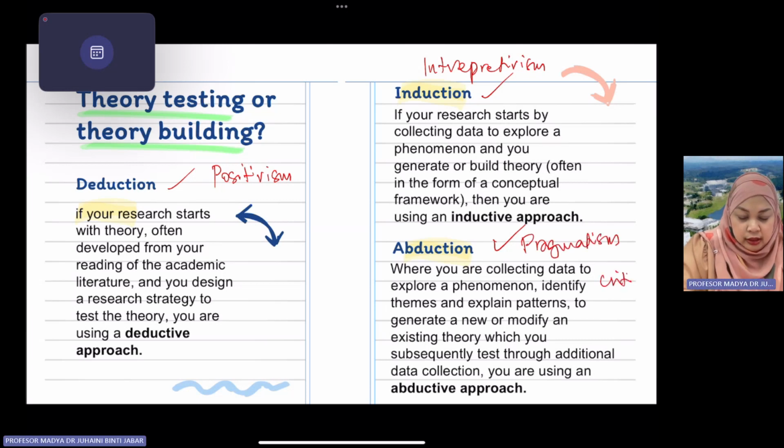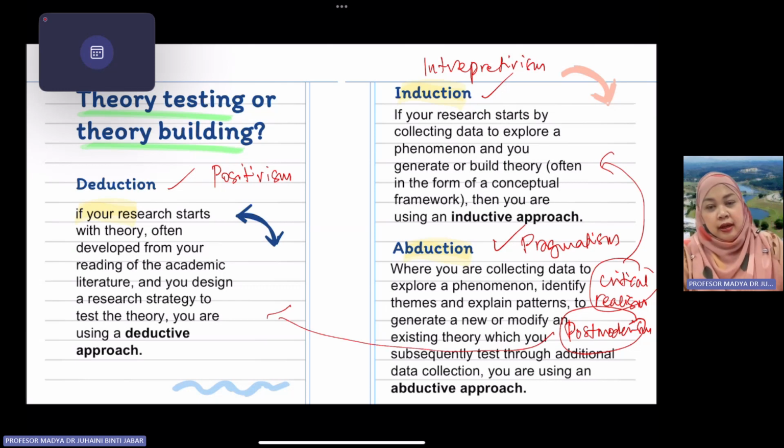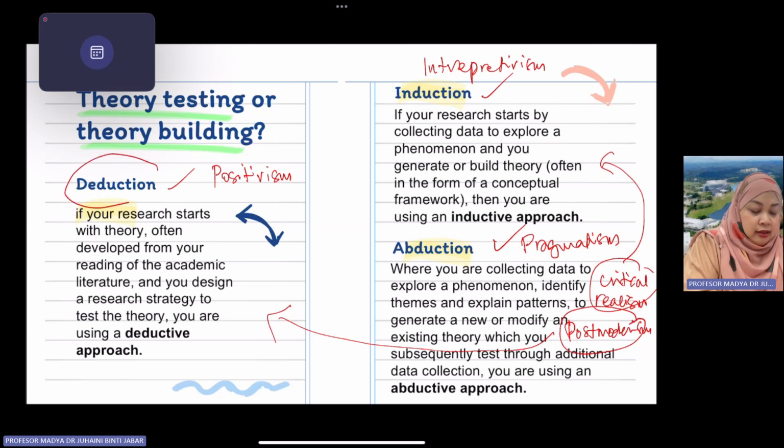Critical realism and also postmodernism can be here and here, but usually these two are in abduction, because they need to prove the theories by looking into objective data and also subjective interpretation from the human. In my own opinion, for PSM, the most suitable one is either deduction or induction.